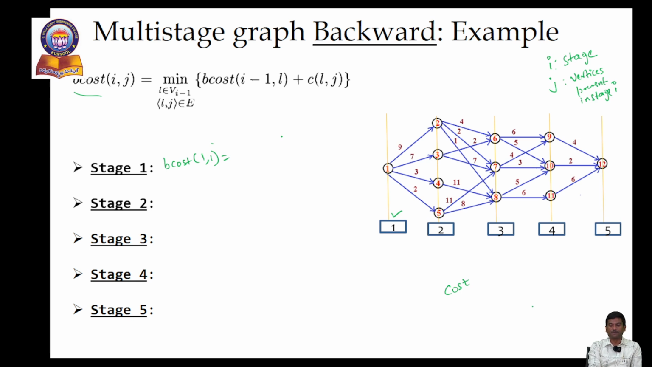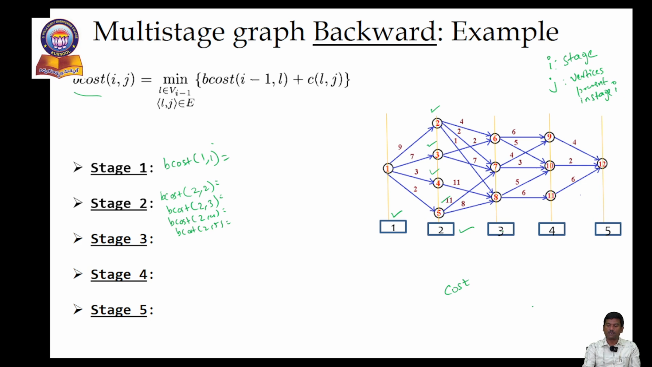And coming to stage 2, at your stage 2, you'll be finding b cost of, what is the stage? Stage is equal to 2, and what are the vertices that are present? The vertices that are present at your stage 2 are 2, 3, 4, and similarly 5. That is, you need to find 4 values: b cost of 2 comma 2, b cost of 2 comma 3, b cost of 2 comma 4, and as well as b cost of 2 comma 5 has to be computed. Similarly, this process goes on.